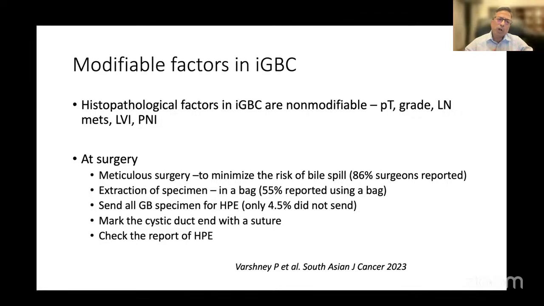But what you can modify is that whenever there is a suspicion, so in high incidence areas, or as we discussed, features which suggest that these could harbor incidental gallbladder cancer, do a meticulous surgery to minimize the risk of bile spill, extract the specimen in a bag, send all specimens for pathology, mark the cystic duct end with a suture, and never forget to check the histopathology report.